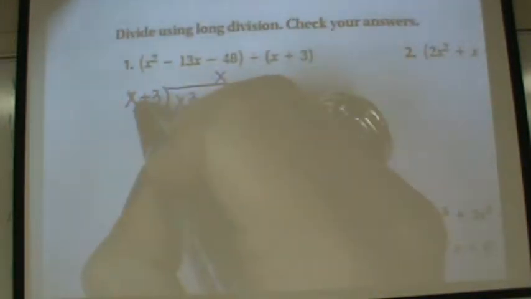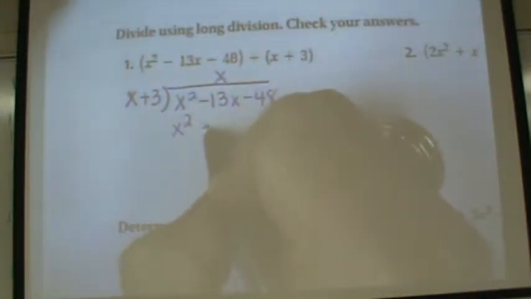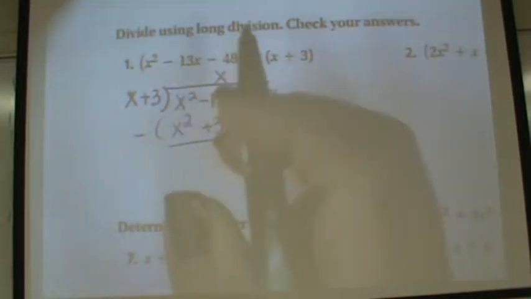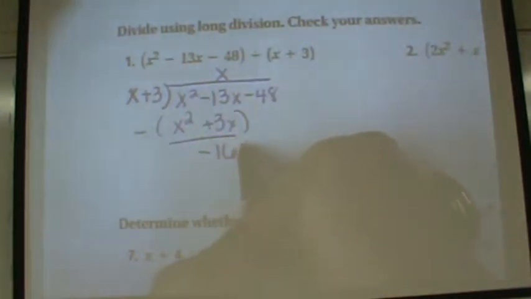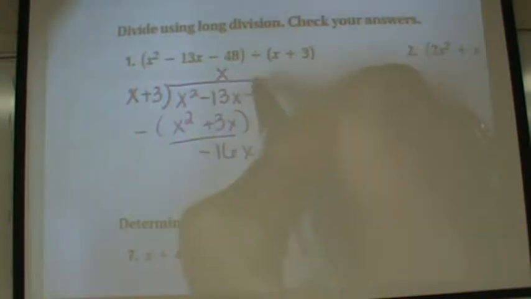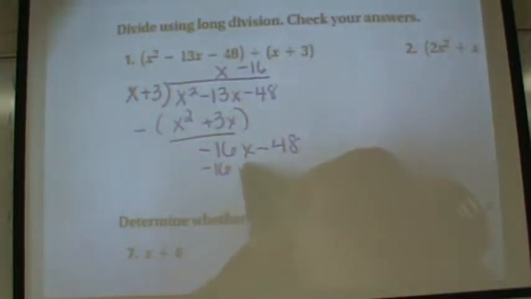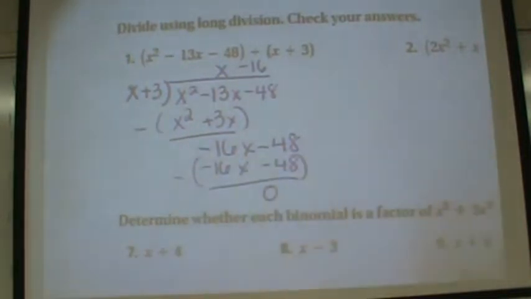You have an x. X times x is x squared, you're going to multiply plus 3x, and then you're going to subtract these two. You get negative 16x, bring down 48, and then negative 16 times x is negative 16x, and then negative 16 times 3 is negative 48. When you subtract these, you get 0 remainder.